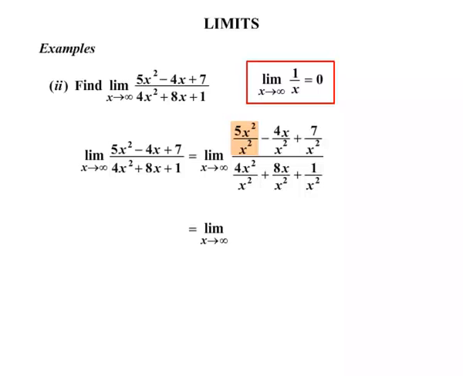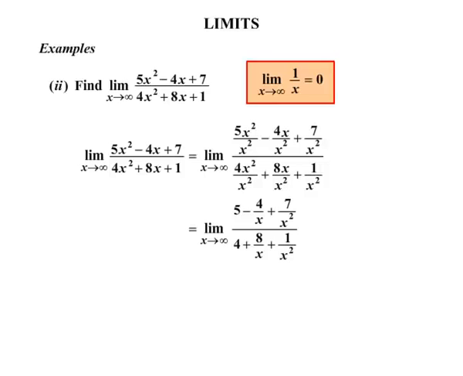Now we can simplify here. The x squareds would cancel. We'd simply have 5 there. This can simplify somewhat. Minus 4 on x. And the 7 on x squared can't simplify it. Let's just rewrite it. That is all over. Now 4x squared on x squared, well the x squareds would cancel, we'd have 4 by itself. 8x over x squared would end up being 8 over x. And finally we have 1 over x squared.